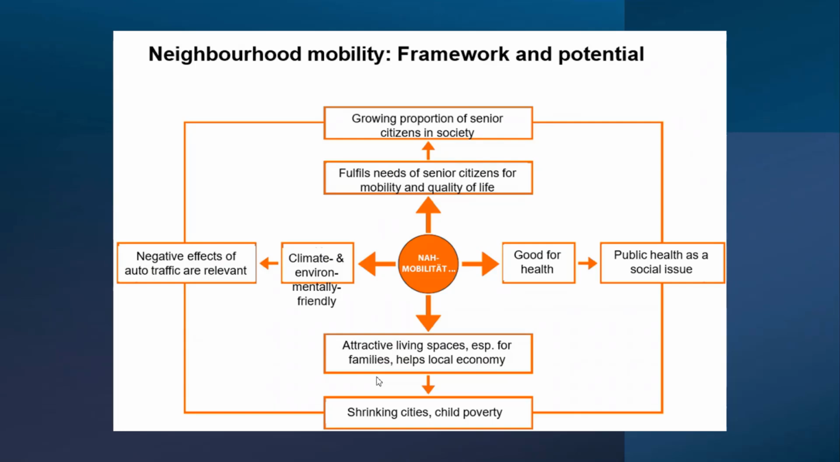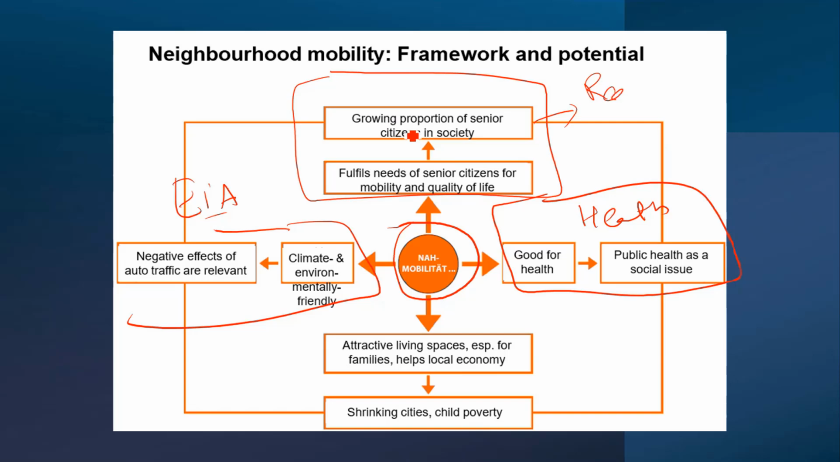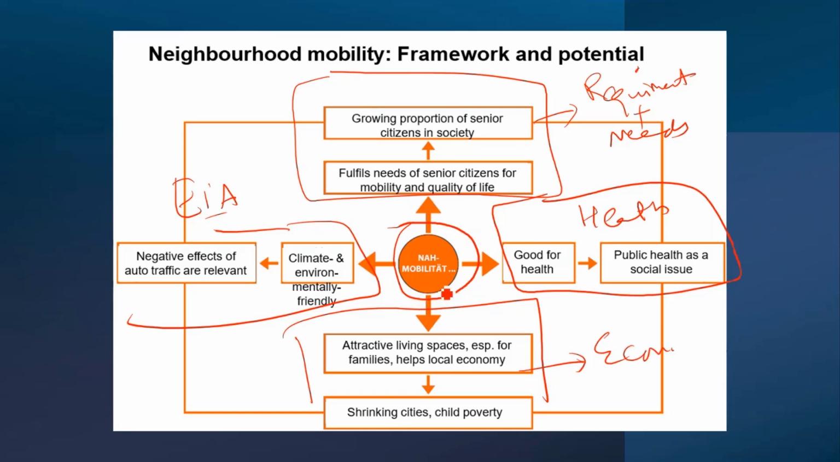Okay, so next is the framework and potential. Our top priority here is that we are trying to build neighborhood mobility. What will happen when we create neighborhood mobility? In one place, it's completely related to the health issue. In another place, it's related to the environmental impact assessment. In another place, it's completely dependent on people and the society's requirements and needs. And then in another place, it's completely dependent on the economy. Economy means, for example, why you will travel, what kind of attractive living places you have.